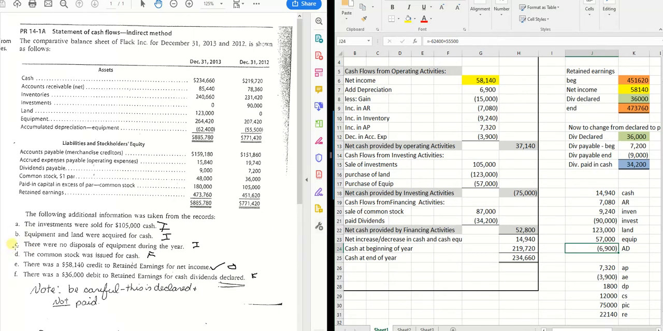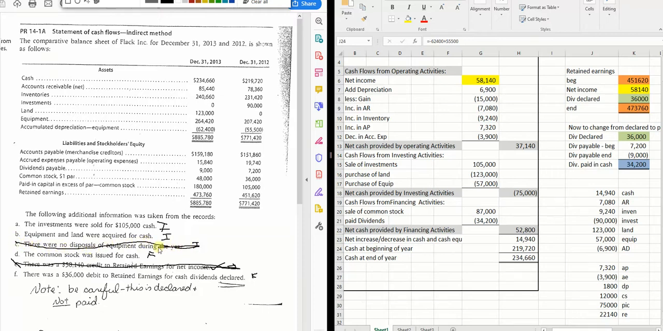And this is where C comes in. So this is really important to me. So I've got E taken care of. I'm all about crossing off things I'm done with. I don't care if you do it like that. Okay? And this says there were no disposals of equipment. And what that means to me is my change in accumulated depreciation is my depreciation expense. So I have that, and that means I can go delete this.